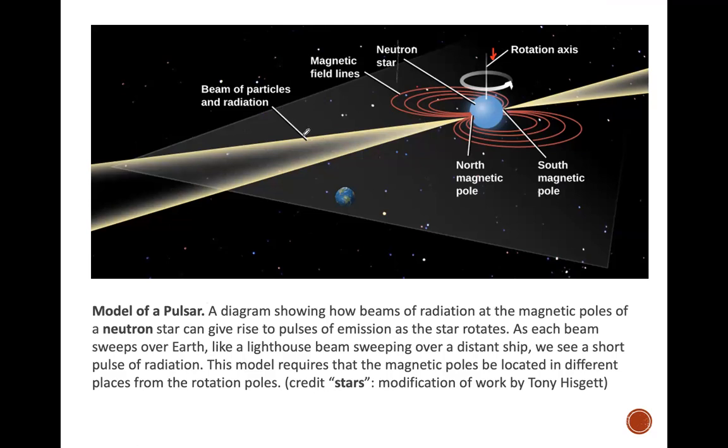There is a beam of particles and radiation that goes around these two regions, and then you have the magnetic poles, and here is the Earth right here. You can see that when this rotates around this rotation axis, at a certain point this beam of particles will sweep through the Earth, right? So this is the time where you will get pulses, or pulsars. So that's what will happen.